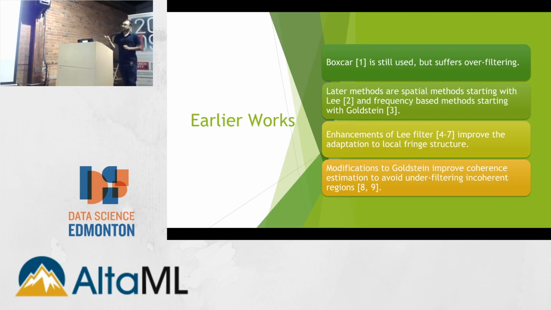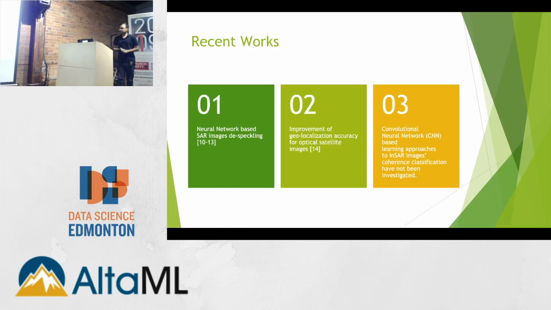So it adapts itself to the fringe structure and denoises accordingly, increasing or decreasing the strength of the filter. And the modifications of the Goldstein filter mostly look at the coherence and adapt to it, so that if something is very incoherent, it can still overfilter it, but if something is not, it does the other way around.